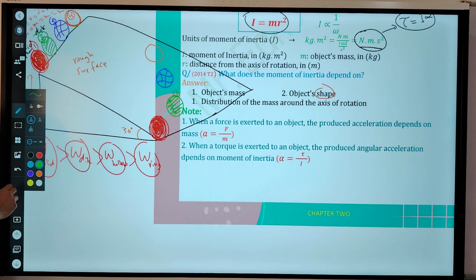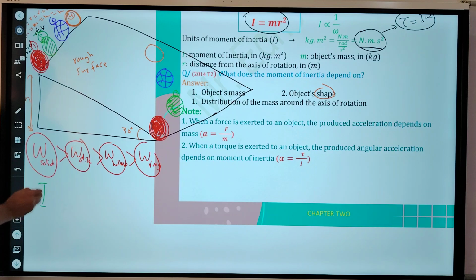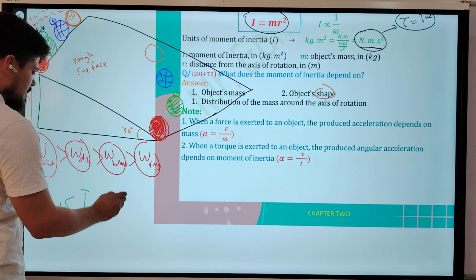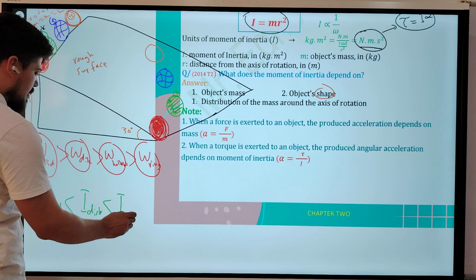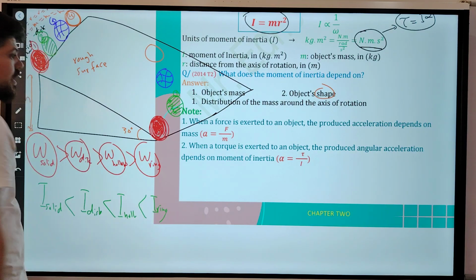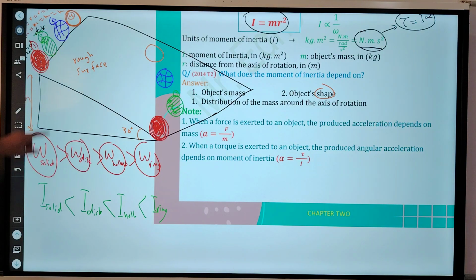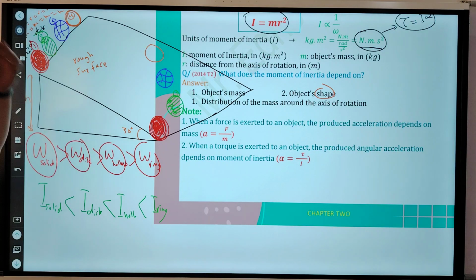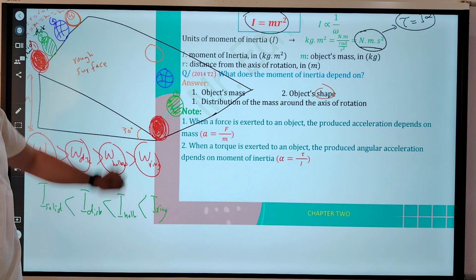Why? Because the moment of inertia of the solid sphere is less than the moment of inertia of the disc, and the moment of inertia of the disc is less than that of the hollow sphere, which is less than the moment of inertia of the ring. Because of this difference in moment of inertia, the objects do not move with the same angular speed. Okay, so they are reaching with a different angular speed.